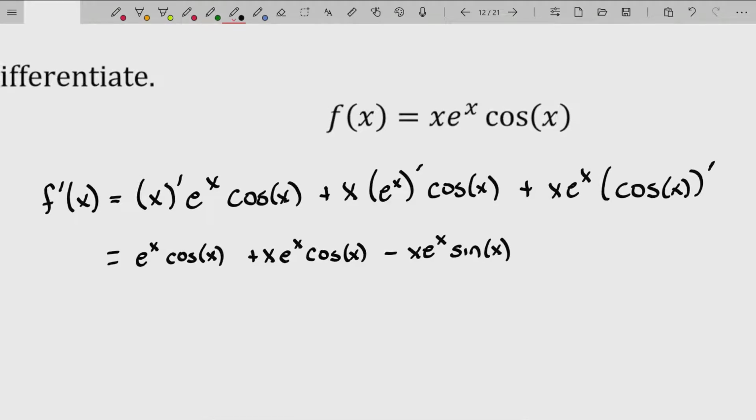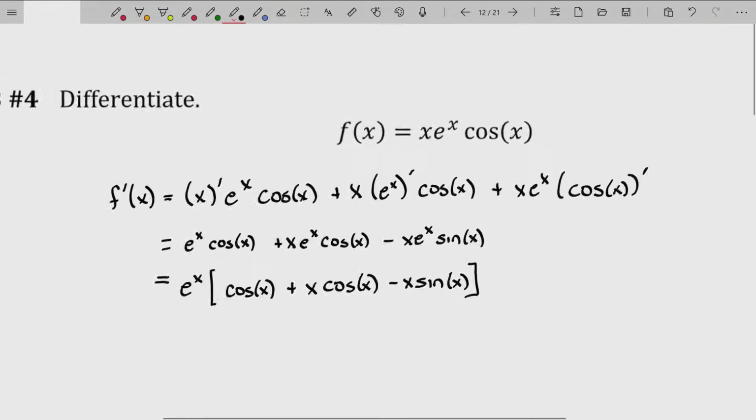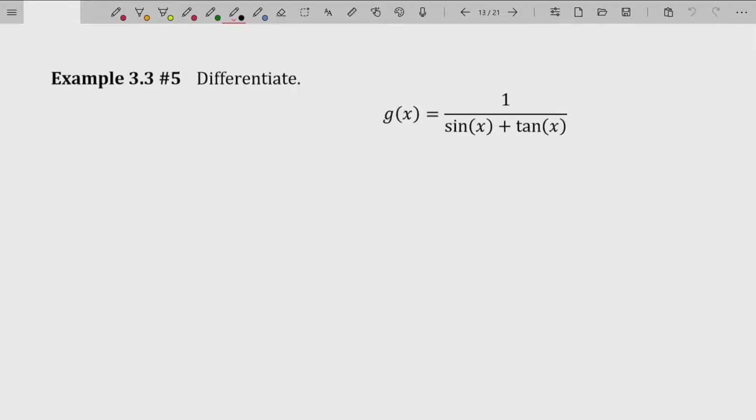Now, this is almost done, but I would probably take out a common factor of e to the x. It's not necessary, but it's highly recommended, mainly because you might have to compute with this, and it's easier to compute with this when you have it completely factored out. So I'm just going to do this really quickly. Minus x sine of x. Nothing else I really can do there, so I'll leave it as that. Very nice problem, actually.